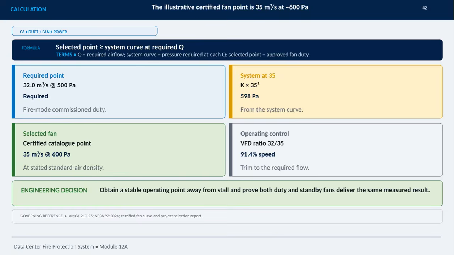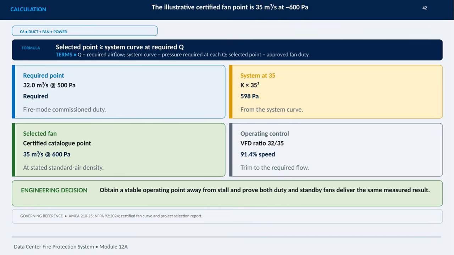This slide shows how the selected fan point is checked against the required fire mode duty. The required operating point is 32.0 cubic meters per second at 500 pascals. Using the system curve, the pressure required at 35 cubic meters per second is approximately 598 pascals, represented by the K times 35 squared relationship. The selected fan has a certified catalog point of 35 cubic meters per second at 600 pascals at the stated standard air density. That means the selected point meets and slightly exceeds the system requirement at the higher flow.